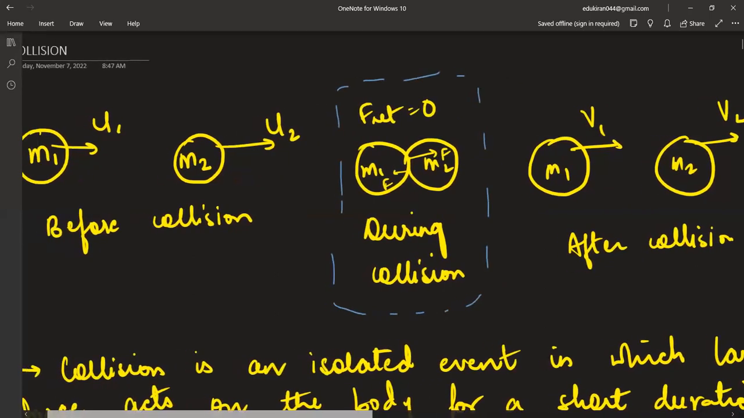See, after collision, M1 will move with a new, different velocity now. Suppose this was 5 meters per second. After collision, this has become 2 meters per second. Initially, this was more, this is less. So velocities will also be different. So this is the case which you have to remember.